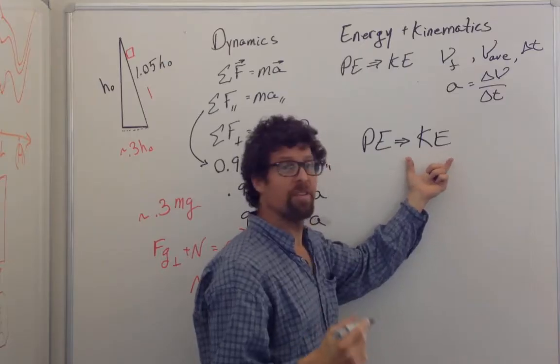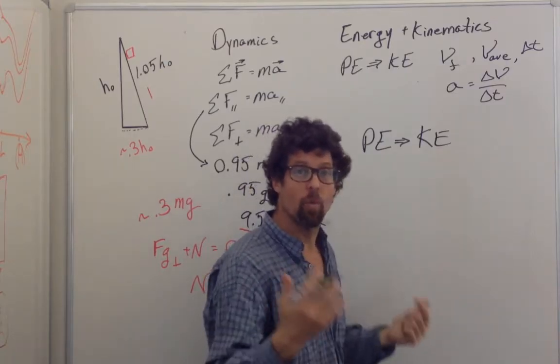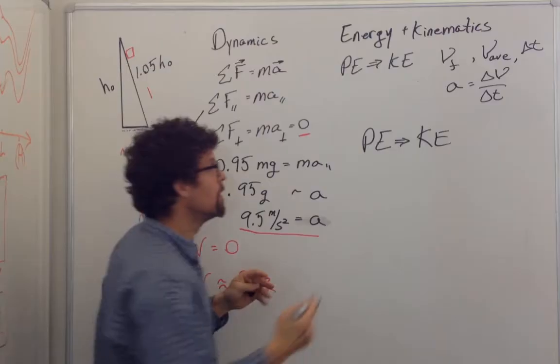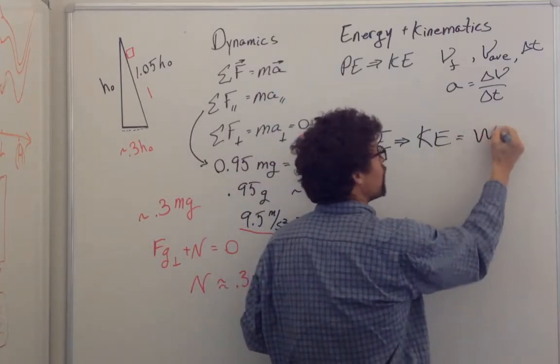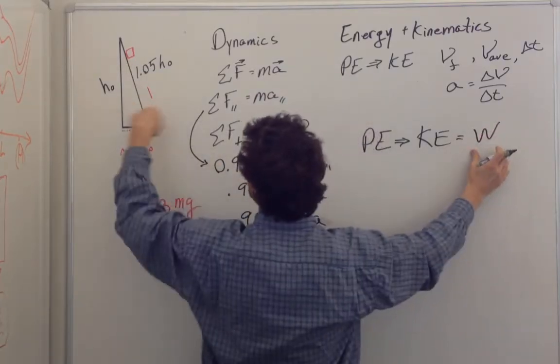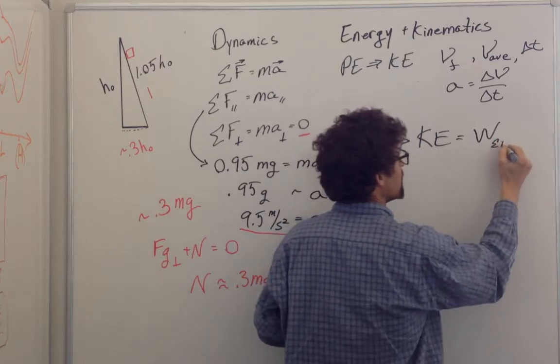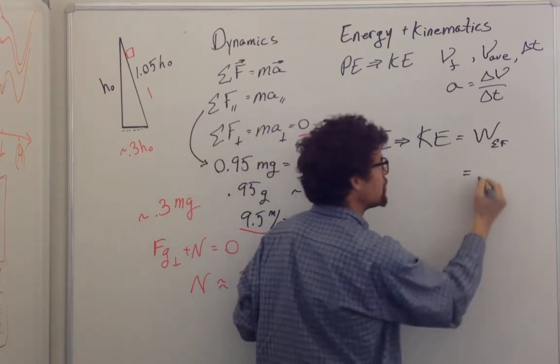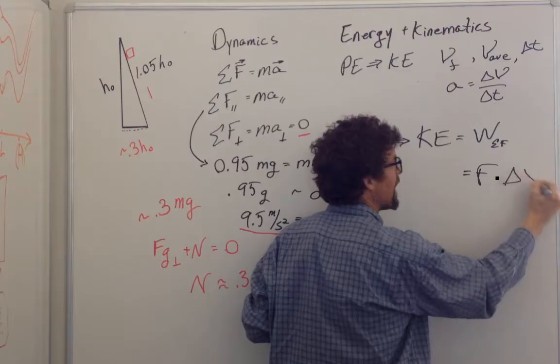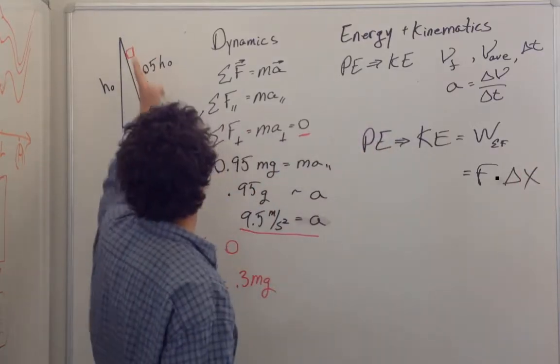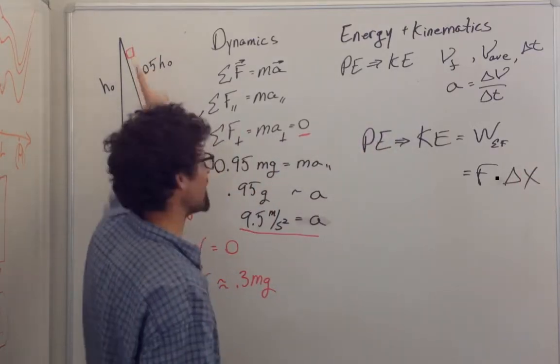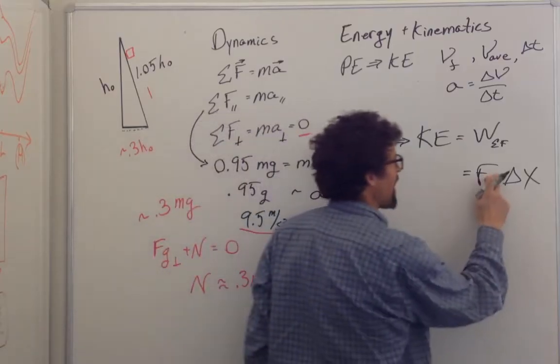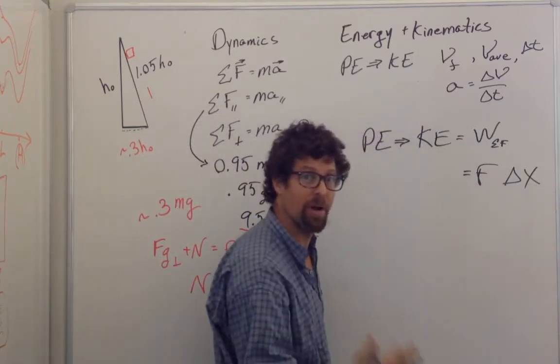But the kinetic energy that the block gains is equal to the work done on the block. And so this just is equal to the work done by all the forces on the block. And we know what that is. Work is just force times delta x. So we're only looking at the parallel forces, and we're moving in the parallel direction. So the dot product vanishes, and it's just a straight up product.